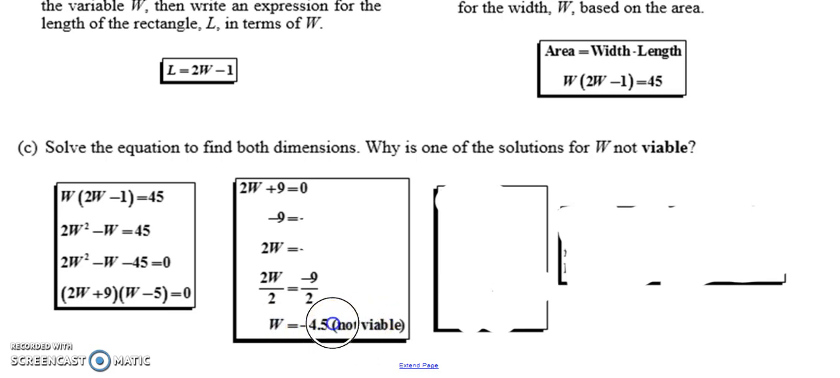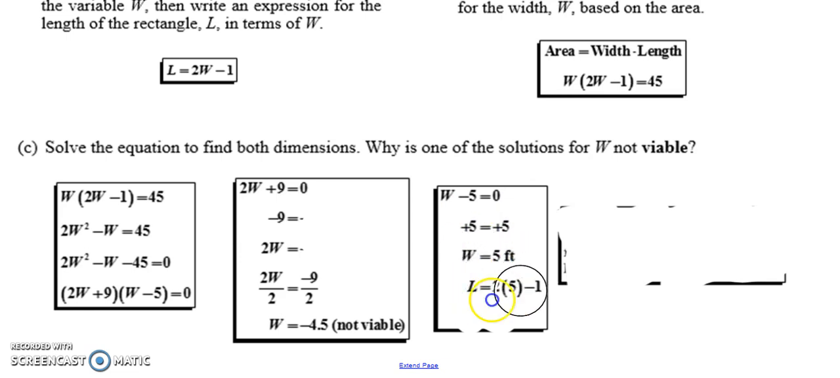Now, not viable, remember, these are supposed to be the widths. And lengths in the real world could never be negatives. So if you get a negative answer when we're dealing with lengths, then therefore that is not possible. So then therefore we'll look at the other one, and that's why you end up with 2 answers sometimes. The other one doesn't make sense. So therefore the length is 9.